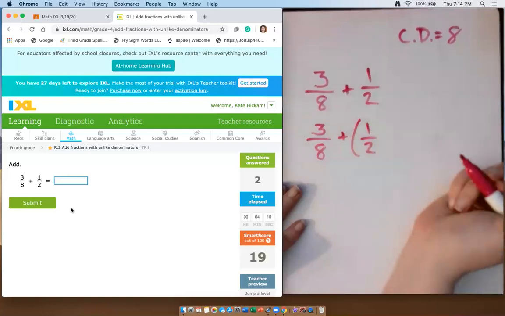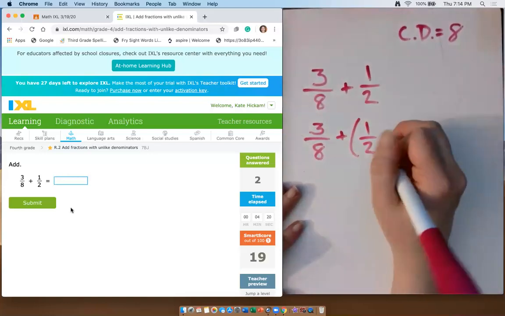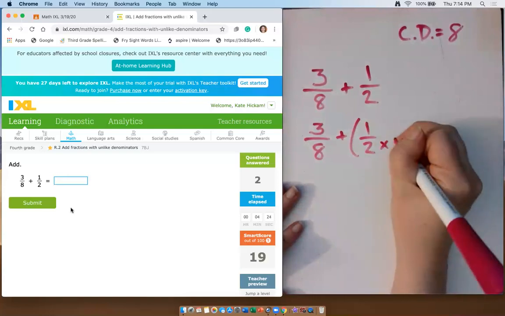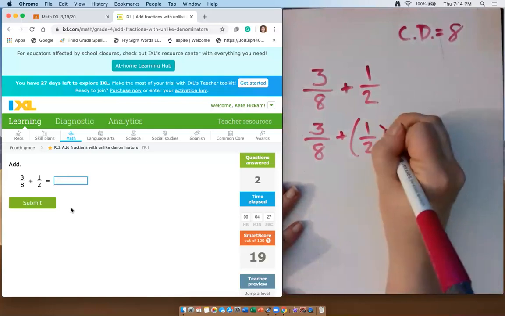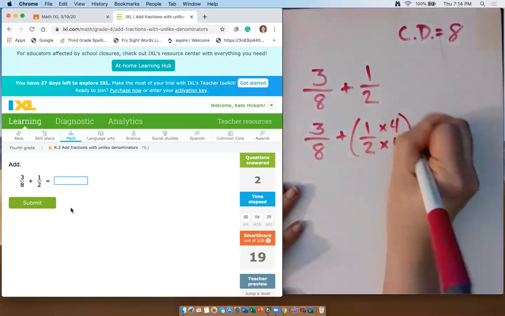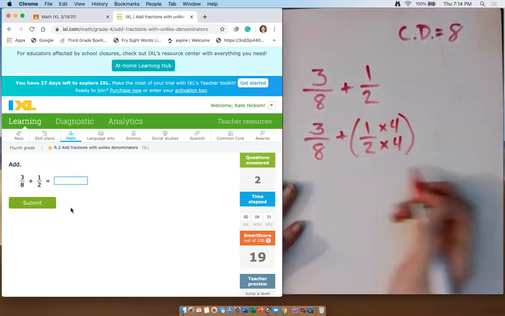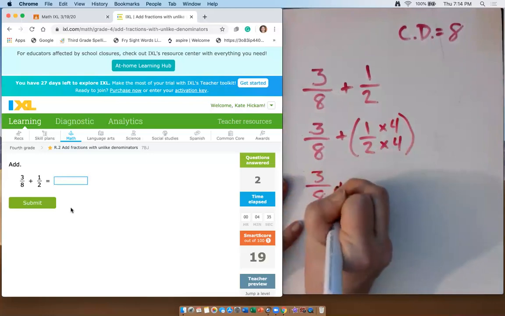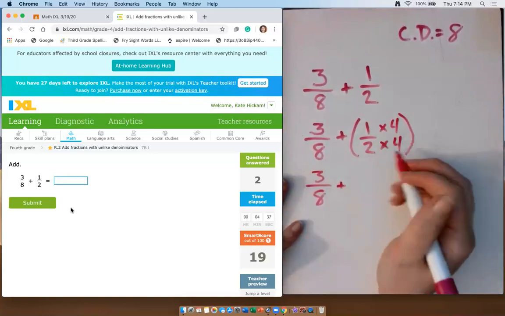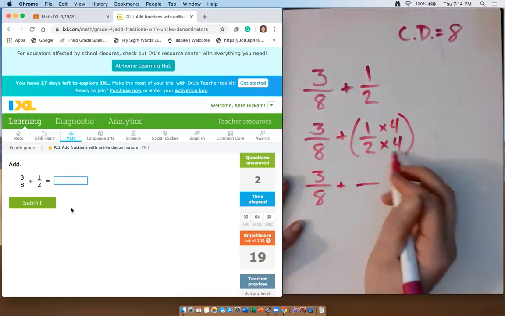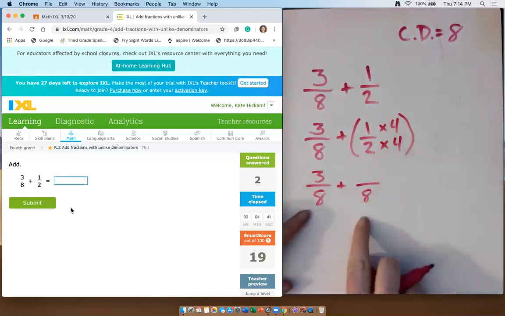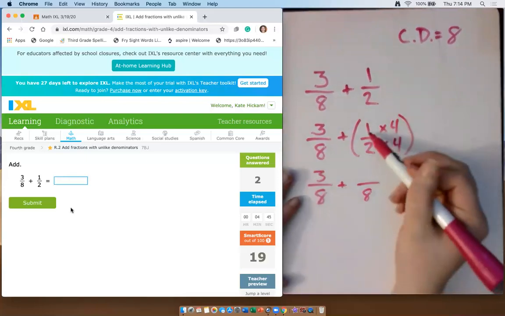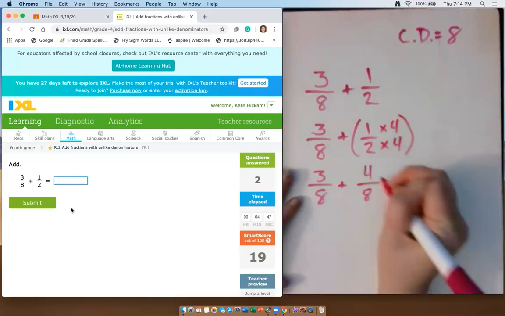Whichever one I'm changing, I put in parentheses so I know to handle it first. 2 times what equals 8? 2 times 4. Whatever I do to the bottom, I do to the top. And then I move on to the next step. So I have 3/8 plus, and then I do what's in the parentheses first. 2 times 4 is 8. Oh, got my common denominator, so I didn't mess up yet. And then I have 1 times 4 is 4.